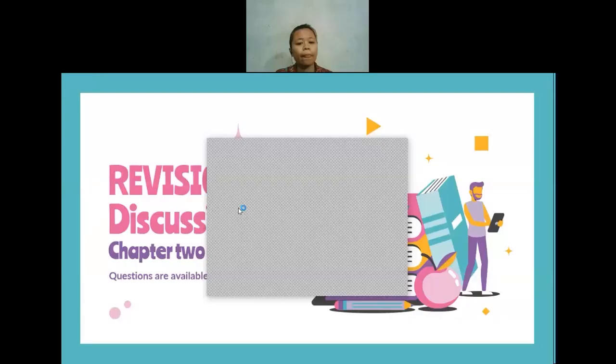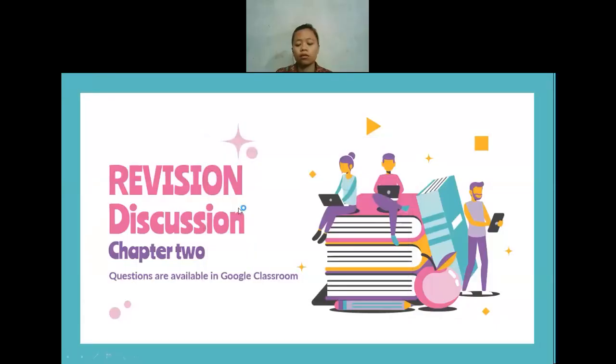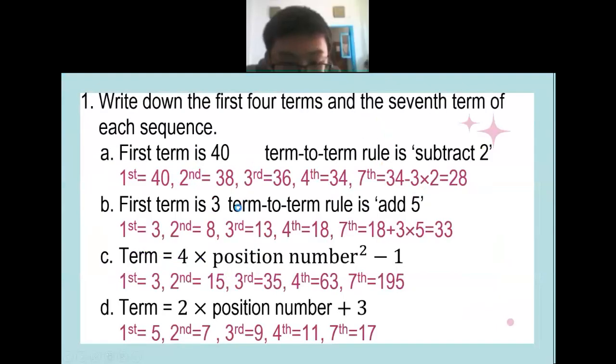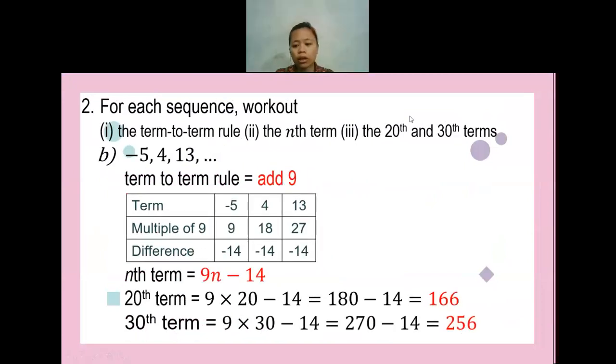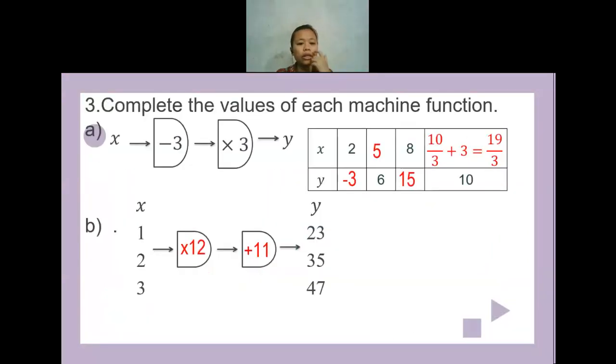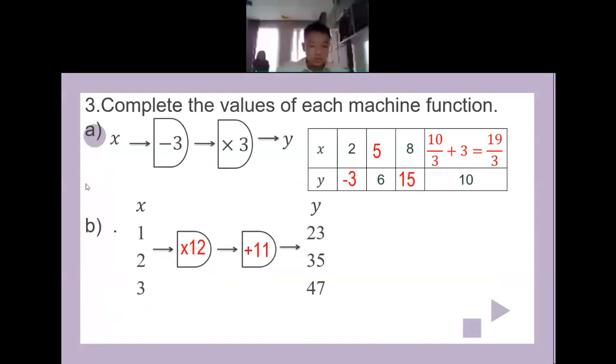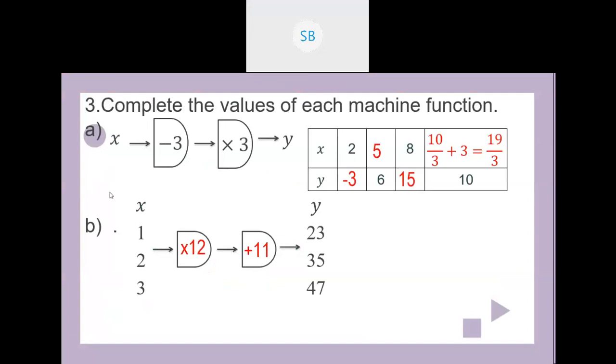Teacher: So for question 1 and question 2, is everything already clear enough? Student: Yes, teacher, clear. Okay. If question 1 and question 2 are already clear enough for you, I will move to question 3. For question 3, here we already have the function machine.